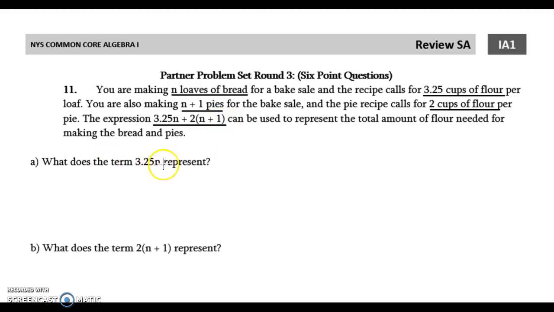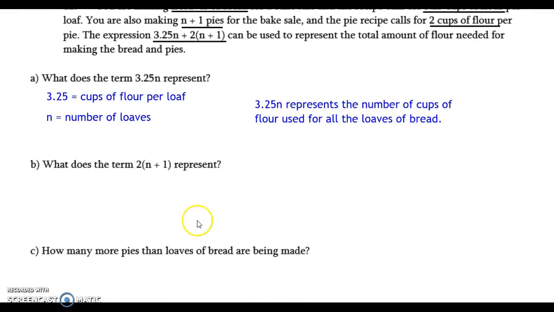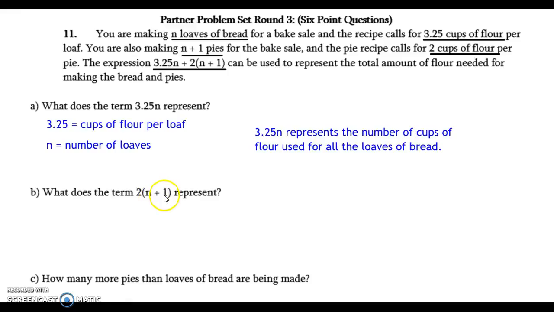First, what does the term 3.25n represent? Well, we know that that term represents the amount of cups of flour, which is 3.25, and n, which is the number of loaves of bread. So we know that 3.25 is the number of cups of flour per loaf. And when we say per loaf, that's for one loaf. n is the number of loaves. So if I take the per loaf cups of flour and I multiply it by n, the number of loaves, I get the number of cups of flour used for all of the loaves of bread that I make, all n loaves.